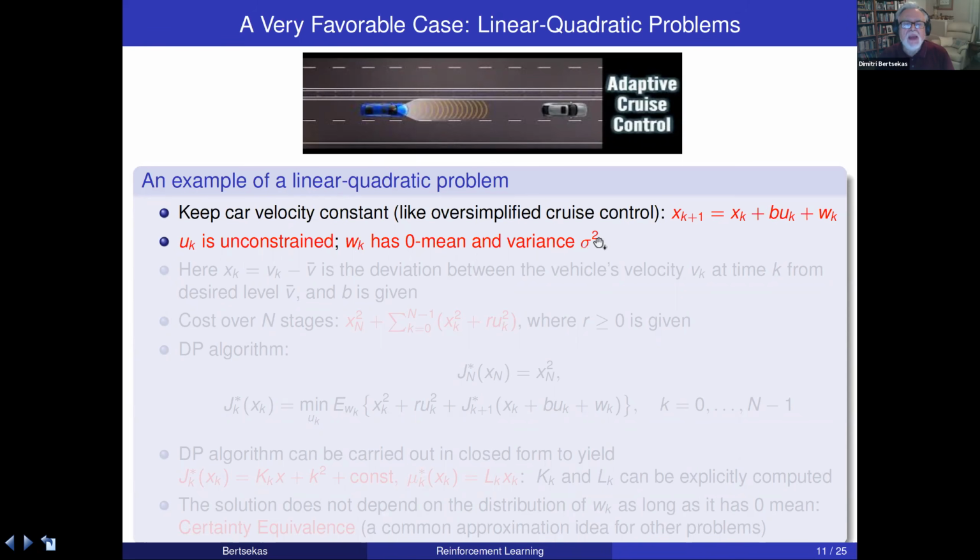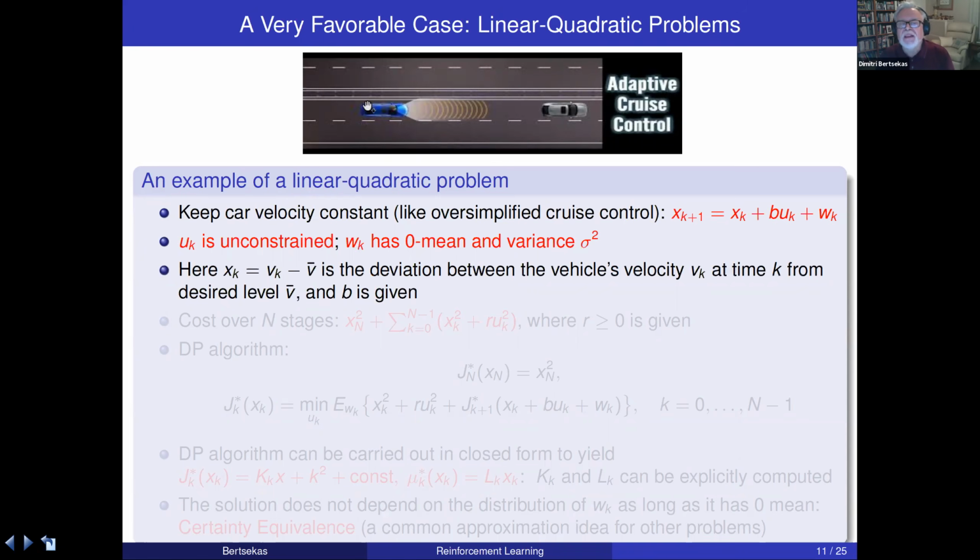And okay, you can view this as a model of an oversimplified cruise control system where you want to regulate the velocity of a car. You may want to, okay, the nominal velocity set by the driver, but in a more practical version of cruise control, or at least a version that's being marketed these days by car manufacturers, you may also want to keep a safe distance from cars ahead, and you may use radar to measure the distance and so on.